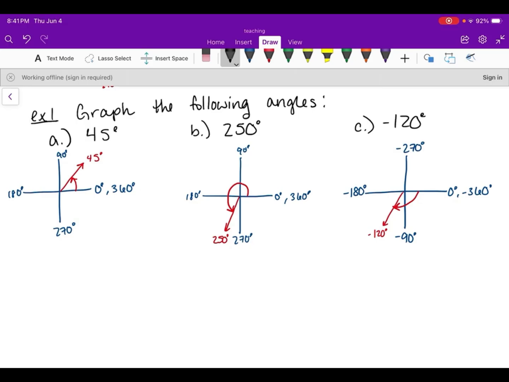Something else I wanted to go over quickly before we completely move on from here is, if the sum of two angles is 90 degrees, they are called complementary angles.